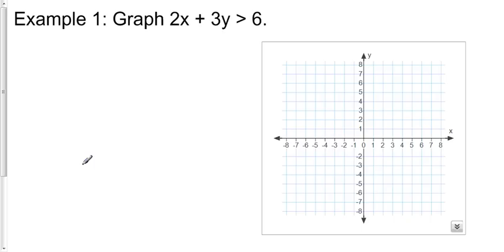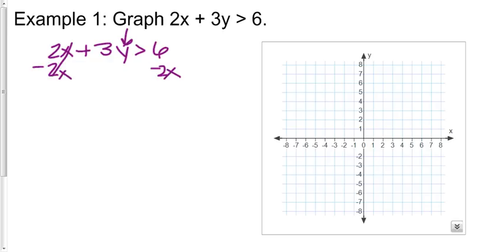Okay, so the first thing that we want to do is solve this inequality for y, because if I solve it for y, then I can use the y-intercept and the slope to graph the line. So let me just recopy it. 2x plus 3y is greater than 6. I want to get y by itself so that it's easier for me to graph. So I'm going to subtract 2x on each side.